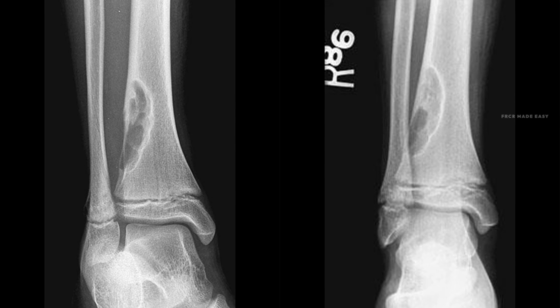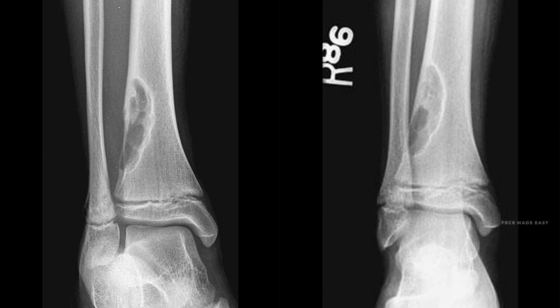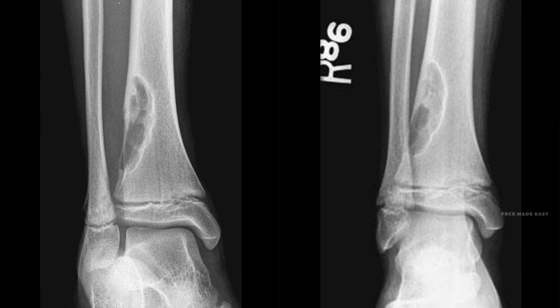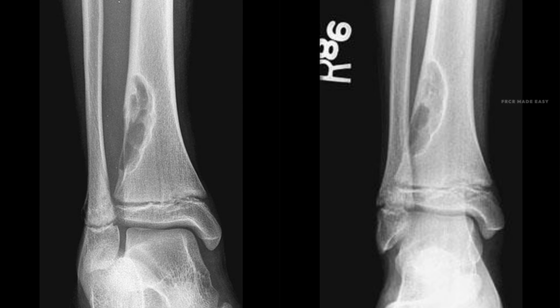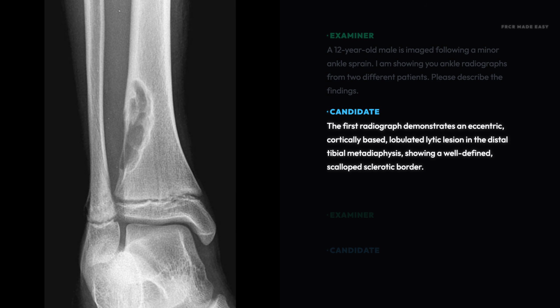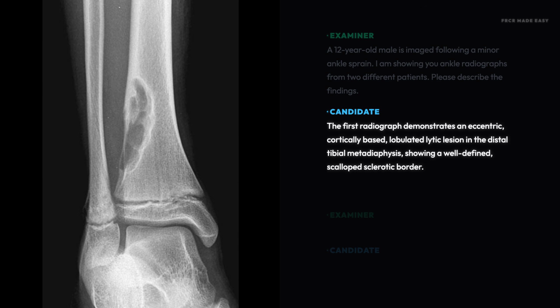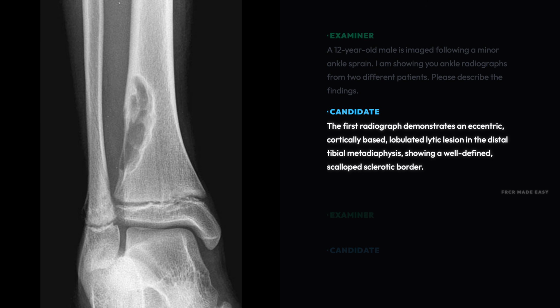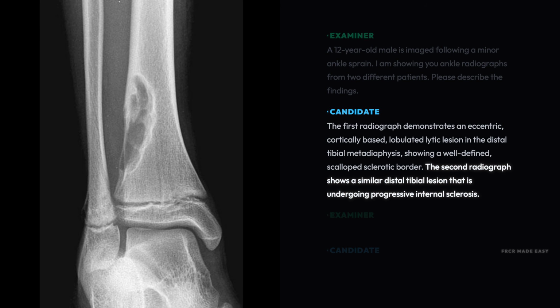12-year-old male is imaged following a minor ankle sprain. I am showing you ankle radiographs from two different patients. Please describe the findings. The first radiograph demonstrates an eccentric, cortically based, lobulated lytic lesion in the distal tibial metadiaphysis, showing a well-defined, scalloped sclerotic border.